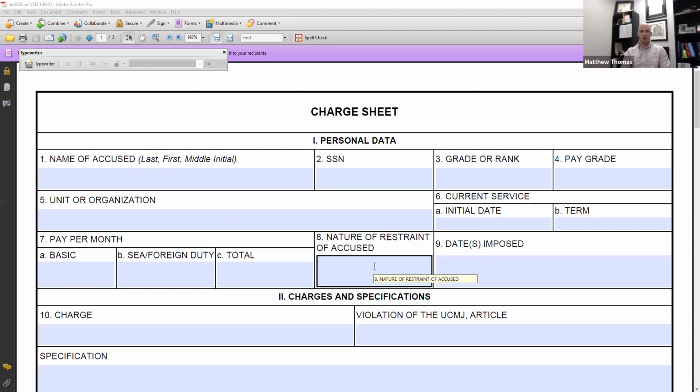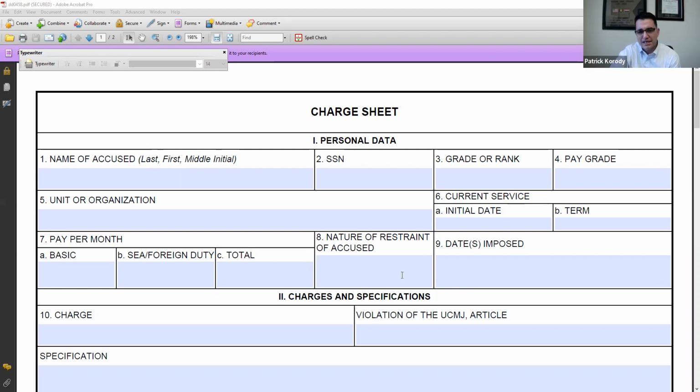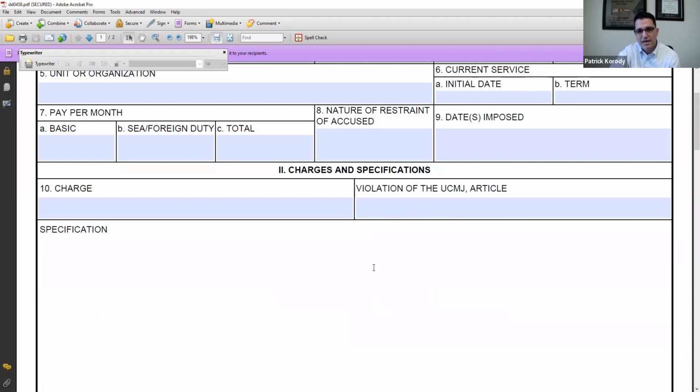So Patrick, one of the first things I wanted to ask you is when a client brings you a charge sheet, what is one of the first things that you look to? Well, really, the first thing that I always scan to is what the charges and specifications are, and that's really the meat of the charge sheet, on the first page, in the middle, or it can also be on additional pages if the charges all don't fit in block 10.